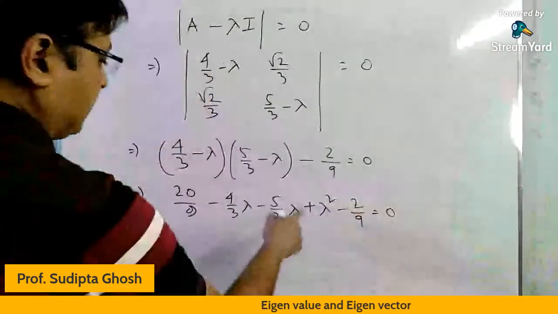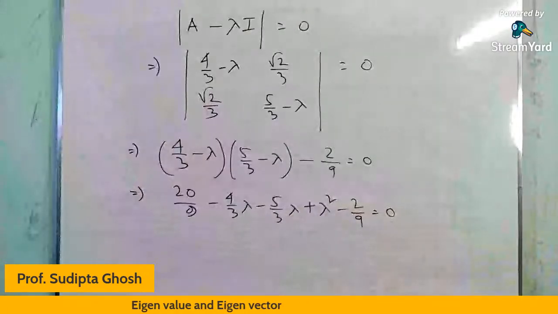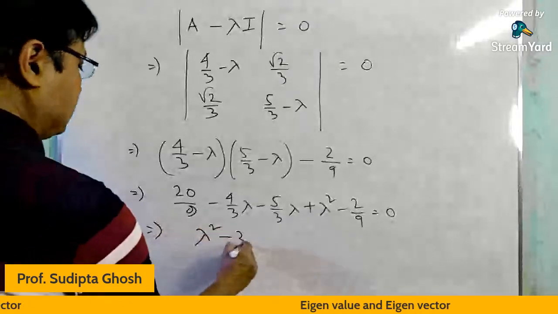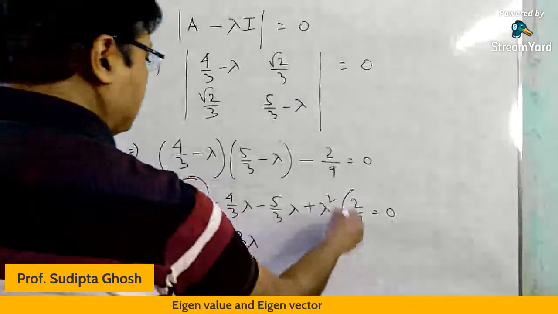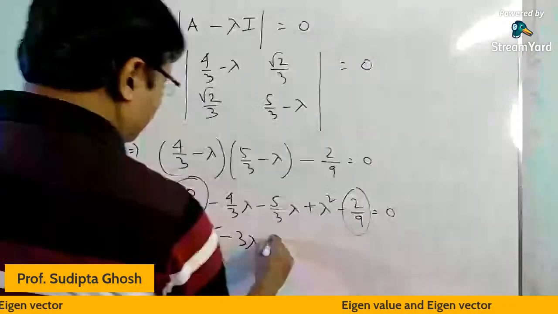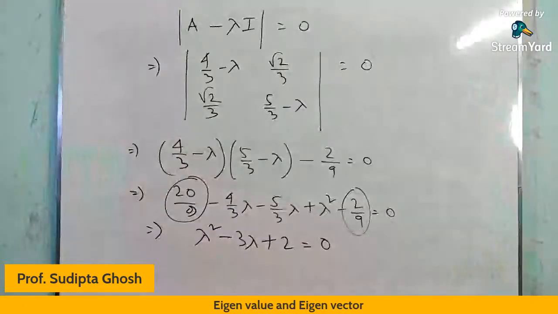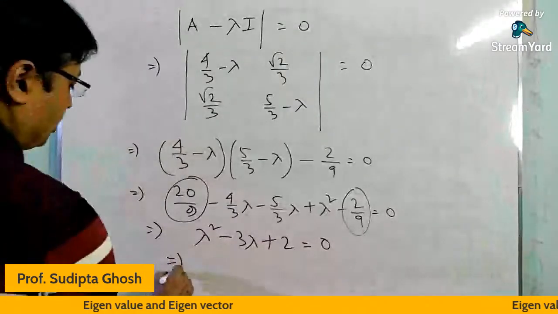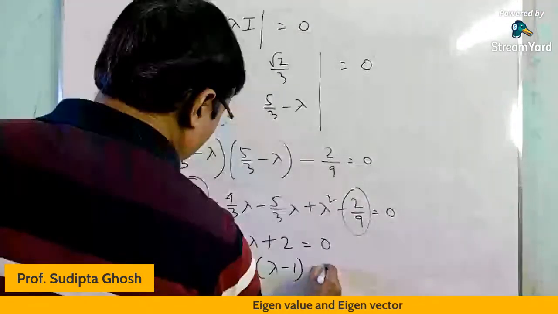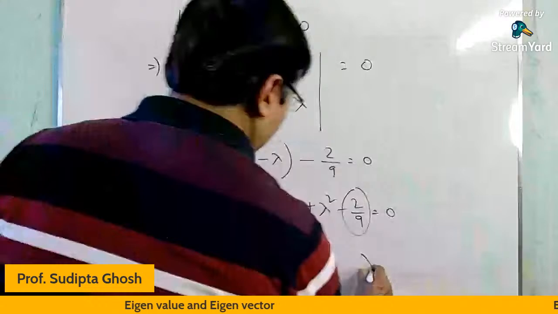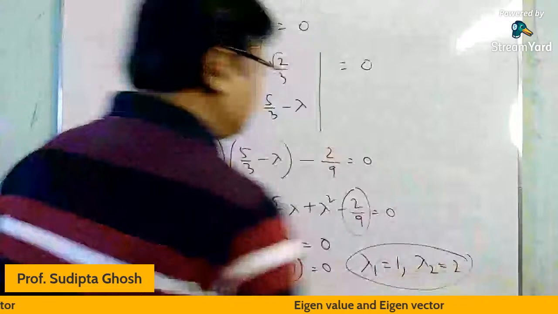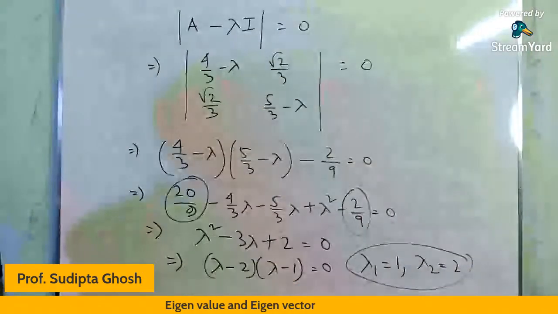4/3 lambda plus 5/3 lambda is 9/3 lambda, that is 3 lambda. So it will be lambda square minus 3 lambda, and 20/9 minus 2/9 makes 18/9, that is 2. So lambda square minus 3 lambda plus 2 equals 0, or (lambda minus 2)(lambda minus 1) equals 0. Then lambda 1 equals 1 and lambda 2 equals 2. These are the two characteristic roots, or eigenvalues.